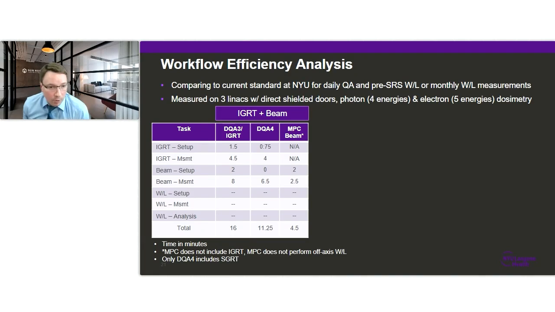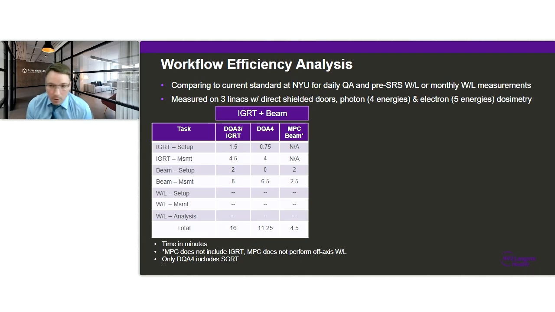Lastly, I want to go over the workflow efficiency analysis. So I compared to our current standard at NYU, where we do daily QA and pre-SRS Winston-Lutz or monthly Winston-Lutz measurements. This was measured on 3 Linacs with direct shielded doors, photons, 4 energies, 5 electron energies, doing dosimetry. And you can see here in our regular daily QA3 with our IGRT phantom, it takes us about 16 minutes to get through that.